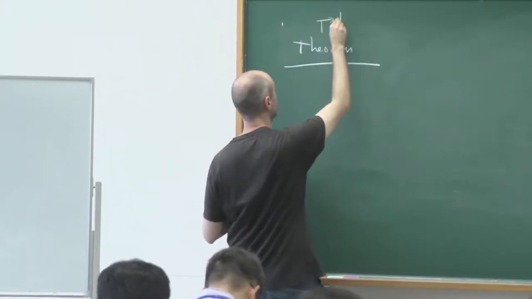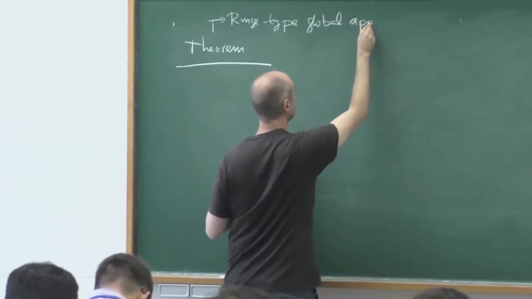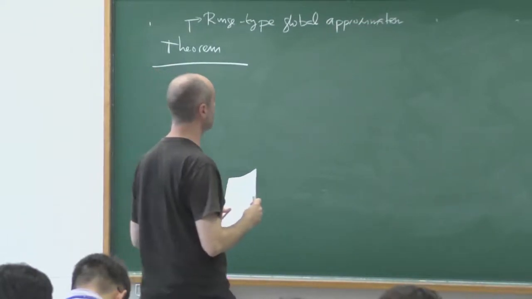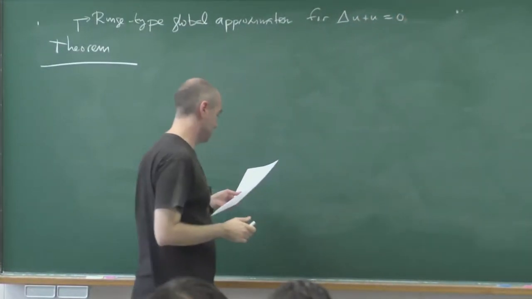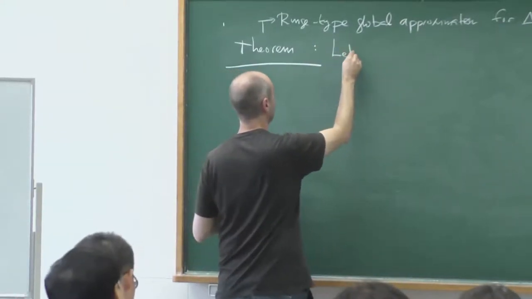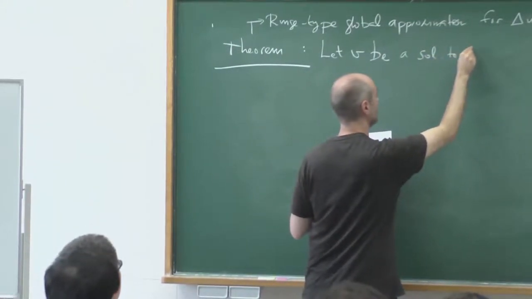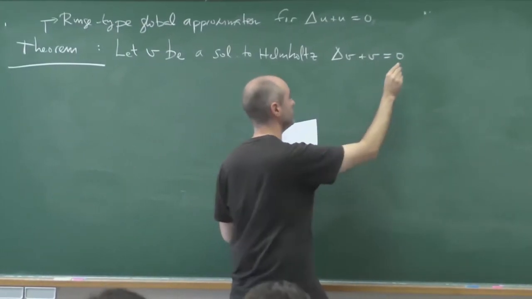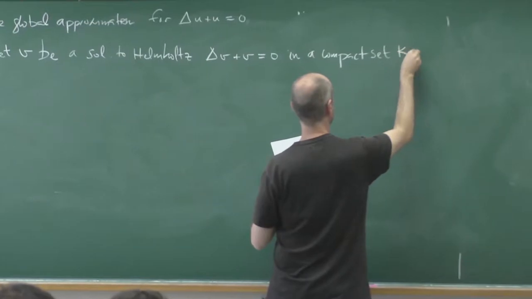Theorem, this is the Runge type global approximation. Just for the Helmholtz equation, as I stated, only for the equation Laplacian of u plus u equals 0, although it holds in much more generality. So this is the theorem. So we have a local solution. Let V be a solution of the Helmholtz equation, Laplacian of V plus V equal to 0, in a compact set K of R^n.